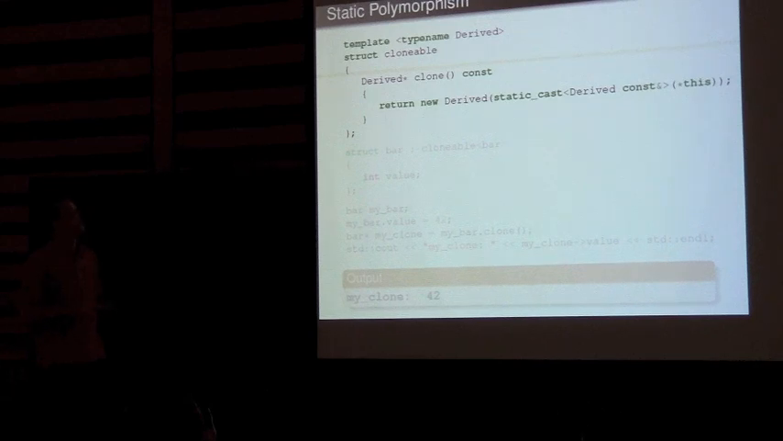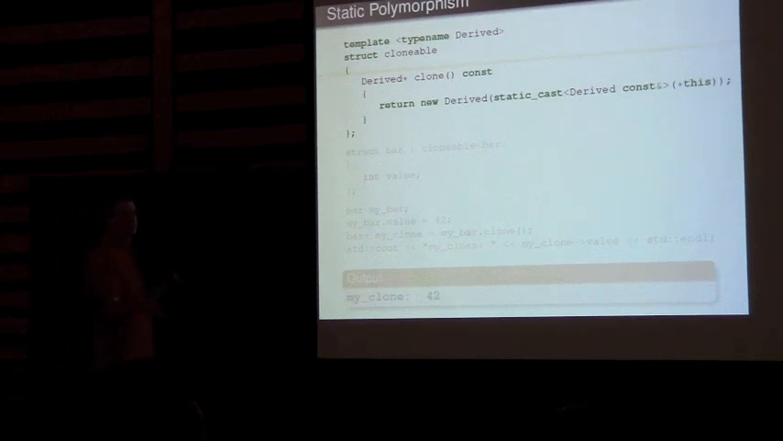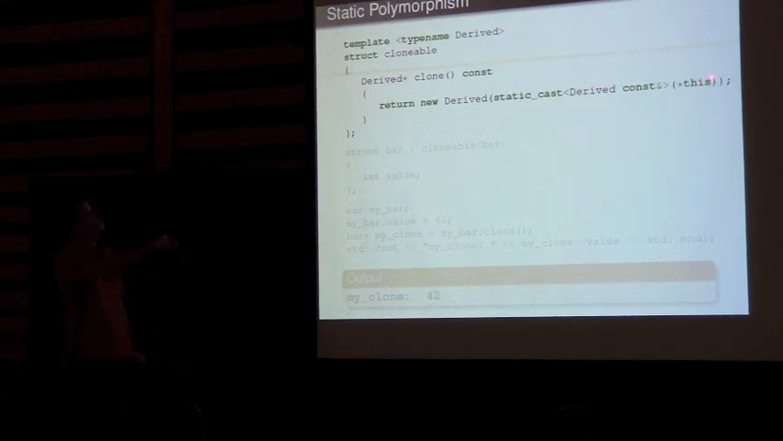But clone's pretty simple, right? What we're going to do is new one of these derived types off. And we want to copy construct it. Cool. So we're going to new one off, and we're going to return that based upon the one that we already have. So here's this. We're going to dereference this. We're going to static cast it to the derived type, const reference. So if originally we had a foo, we now have this thing as a foo const reference. We're going to new off that foo and then return it.